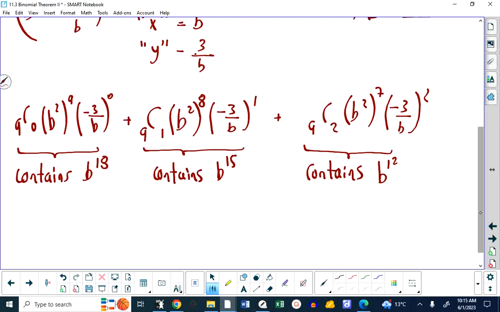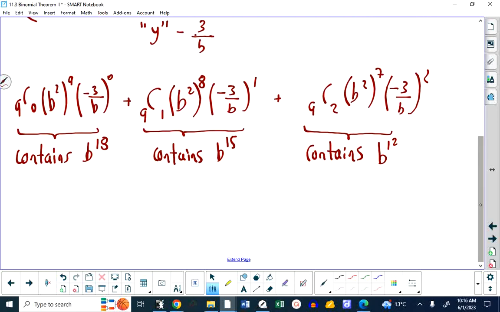Well, b squared to the 7 is b to the 14. And we have over b squared. B to the 14 over b squared is b to the 12. And now we've established a pattern. And you want to be careful here because on a written response, you would establish the pattern this way.